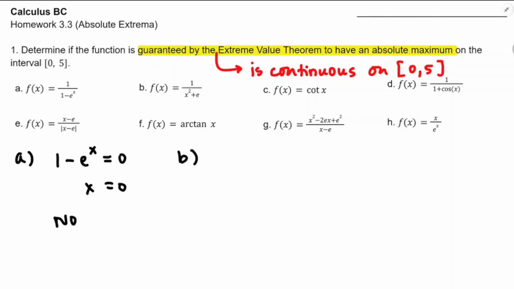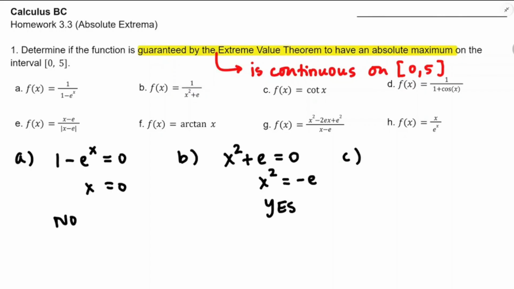Okay, for B, 1 over x squared plus e, we would be interested in, again, the denominator equaling 0. But if I say that, well, that's x squared equals negative e, which is a negative number. There's no solution to that, so I'm not finding any discontinuities in f. So I'm going to say yes, it's continuous, therefore it guarantees an absolute maximum.